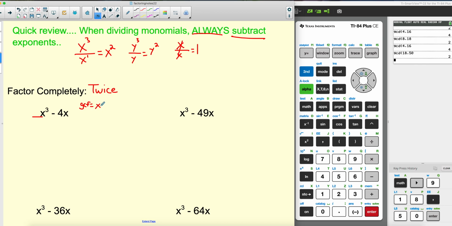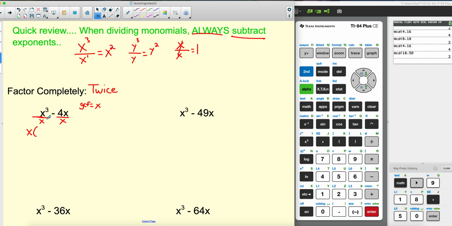So what did we do today? We pulled out the GCF, and whenever you're factoring with the GCF, guys, the greatest common factor, you always open 1 parenthesis. And then what did we do today? We brought the GCF up and we divided. And what we do to one term, guys, we always do to the other. Now this is where our dividing monomials comes in.